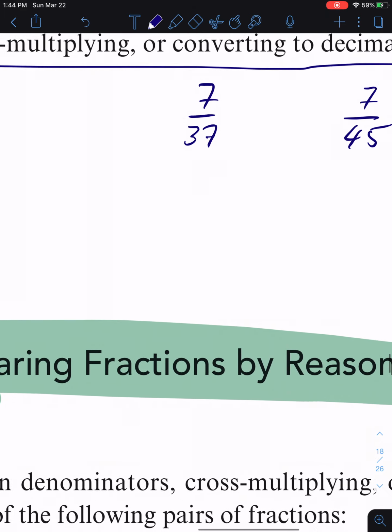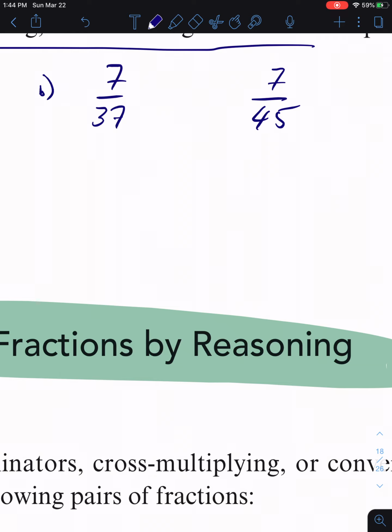If we look at part B, which one is smaller and which one is larger? 1/37th or 1/45th? Well, the 45th, we need more of them to fill the whole. So this will be smaller, this will be larger. And we have 7 of each of them. So same number. Would you like to have 7 of the larger pieces or 7 of the smaller pieces? Well, 7 of the larger pieces are going to be greater.